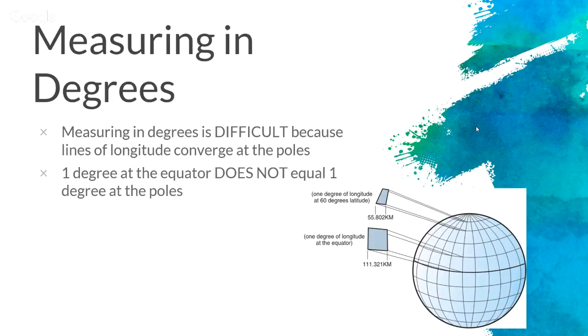So you can see when you look at that North Pole, how all those lines kind of go to the one place. That's because those lines of longitude converge at the poles. And so you can see that closer to the poles, the longitude is very small. It's almost half of what it is at 1 degree longitude at the equator. So because the lines of longitude converge at the poles, it's a little difficult to measure in degrees.